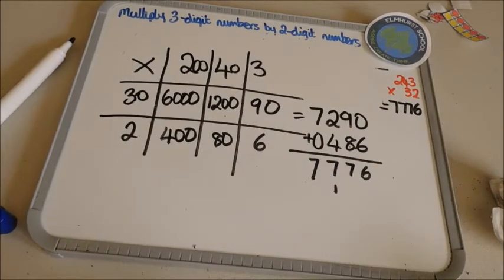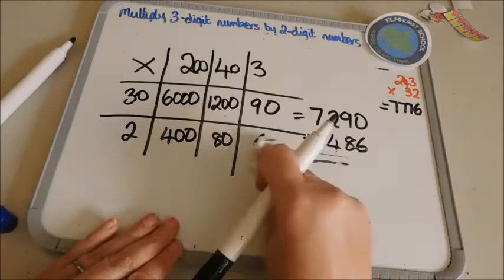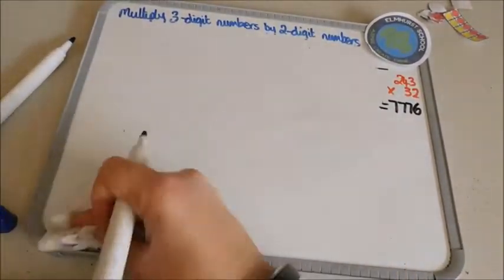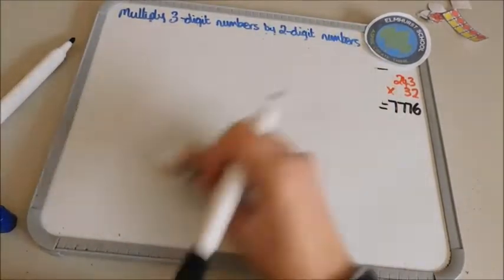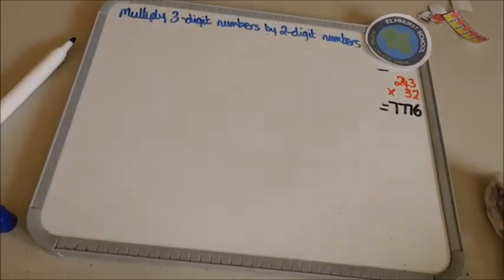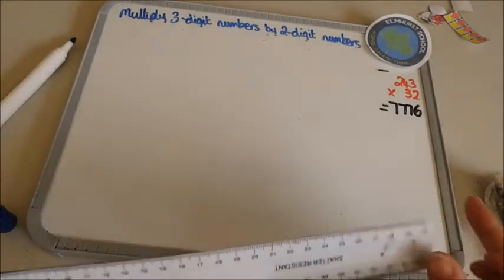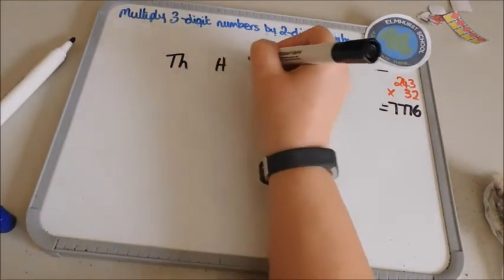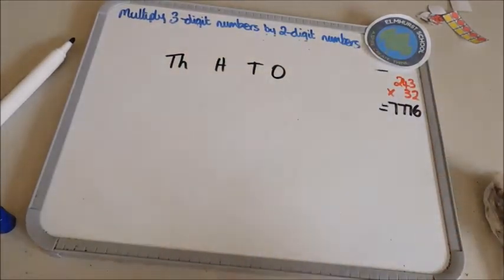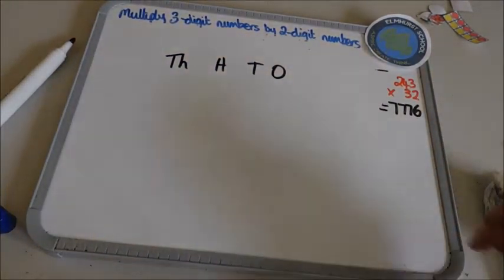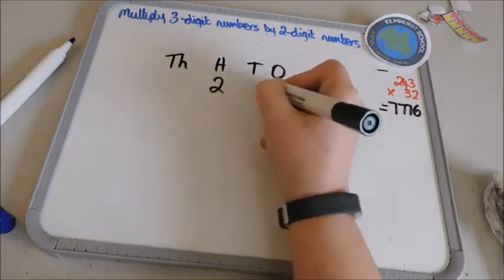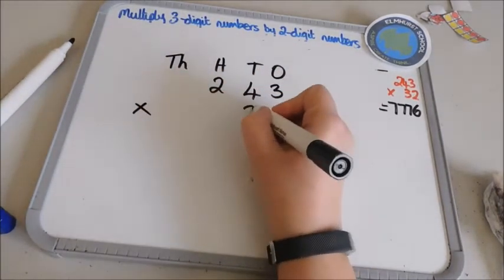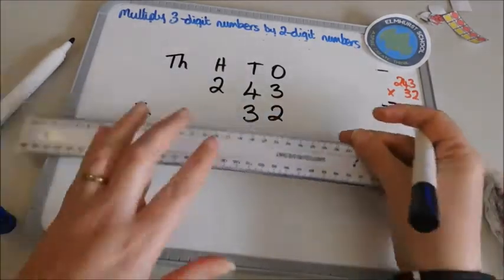Once the children are happy with that, they can then progress onto our formal written method, which is probably what you are more familiar with. Thousands, hundreds, tens and ones. Once the children are happy, we can get rid of the column headers. 243 times 32.